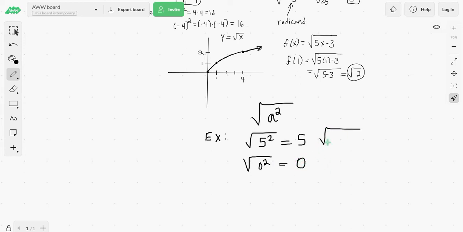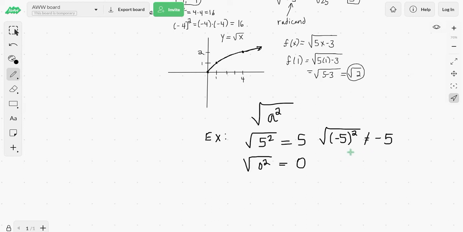But now let's consider something a little different. Let's suppose we've got the square root of negative 5 squared. Now, we don't just cancel out the square and the square root in this case, because we're taking the square root of a negative number squared. So let's just think about this in steps. This does not equal negative 5. So that was my point a second ago. You can't just cancel out the square and the square root.